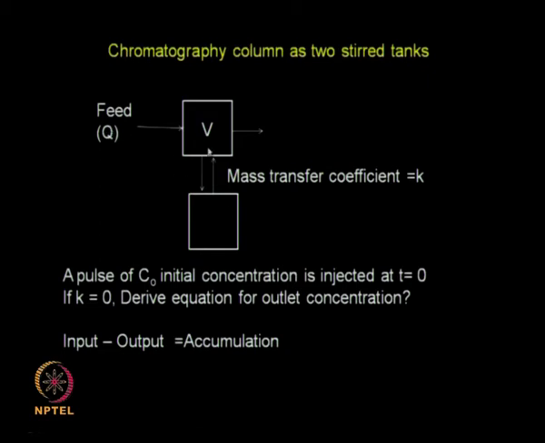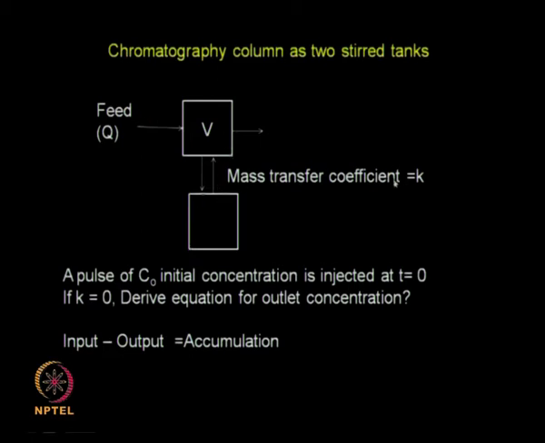There is a mass transfer coefficient which relates the amount of solute in and out of tank 1 and tank 2. So tank 2 does not have any in or out streams, okay. Now assume this type of system. Imagine you are giving a pulse of C naught initial concentration injected at time equal to 0.